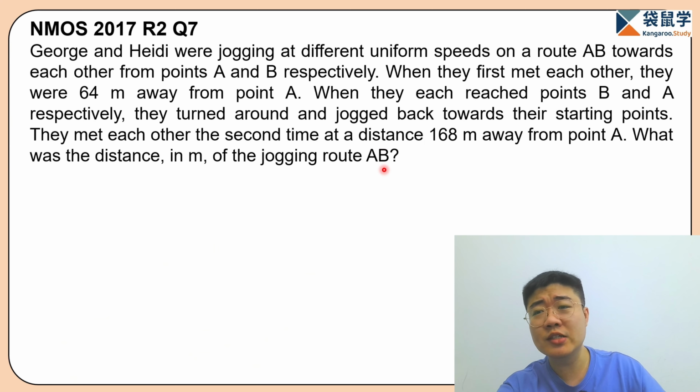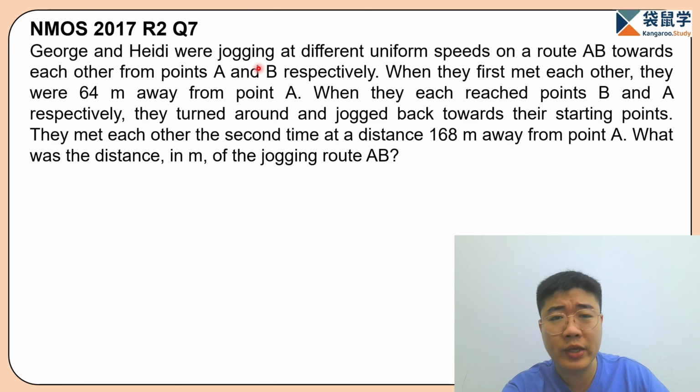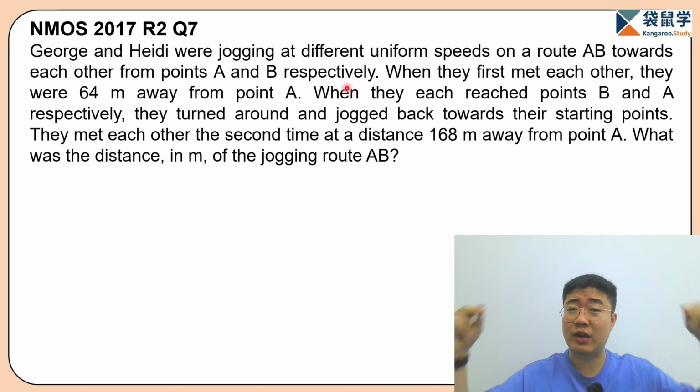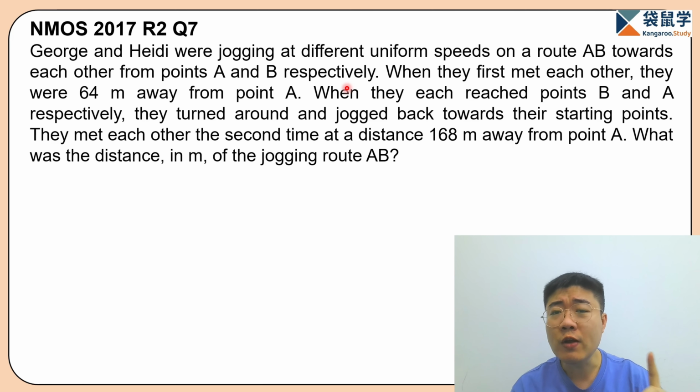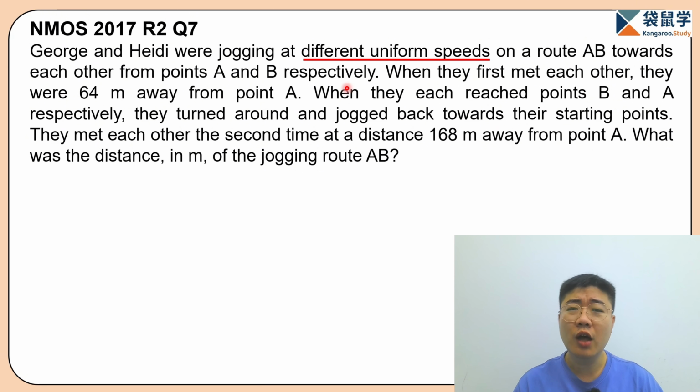So in this question, it says that George and Heidi were jogging at different uniform speeds on a route AB towards each other from point A and B respectively. So between these 2 points, we have two persons traveling towards each other. Now, we know their traveling speeds are different and they are uniform. The different part we all know. How about uniform speeds? What does it mean?